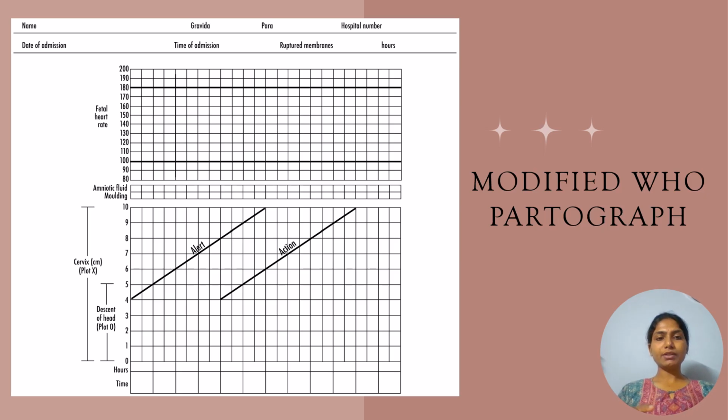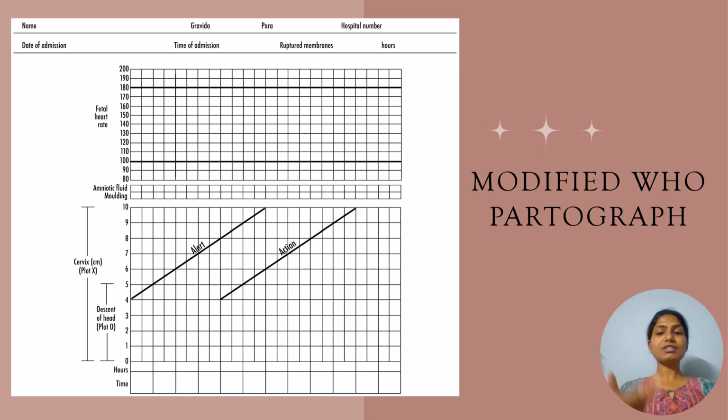The second important column shows the fetal heart rate. This fetal heart rate is normal between 110 to 160, and we all know that it should be monitored every 15 minutes in the first stage of labor, that is the active phase of the first stage of labor, and every 5 minutes in the second stage of labor.